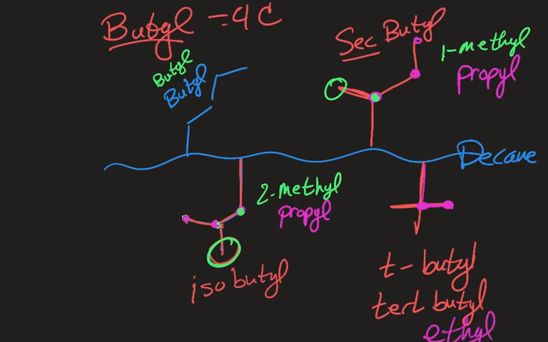Okay, and then we've got 2 branches coming off. They're both 1 carbon long. So those are methyl. And there's 2 of them, so we're going to put in di.